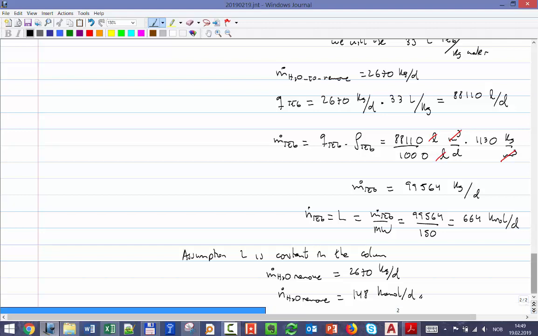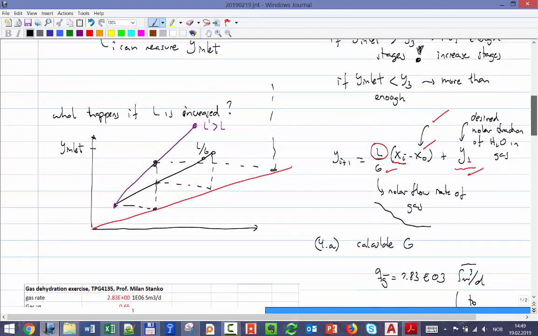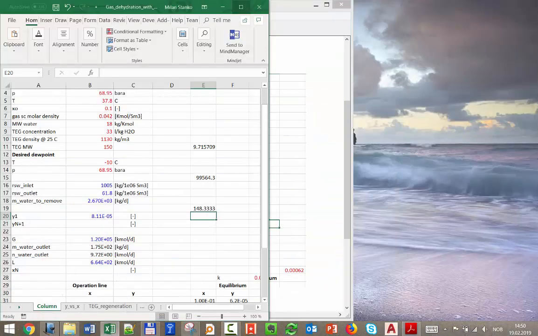Next step. What do we have? We have L, we have G, we have X0, we have Y1. We have everything we need, so we can start making the line for the column, the operational line.